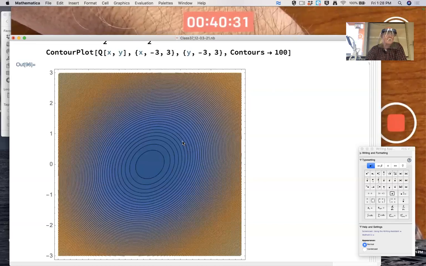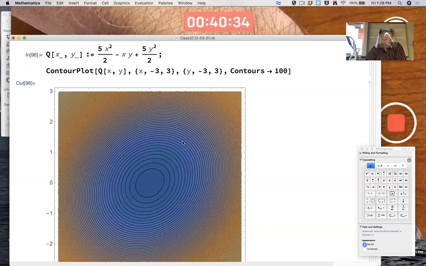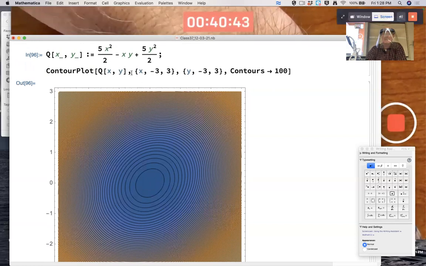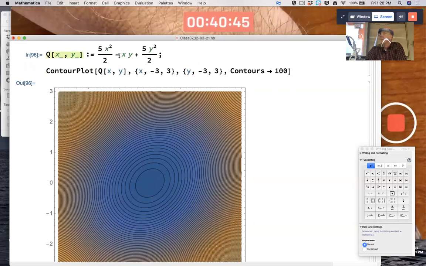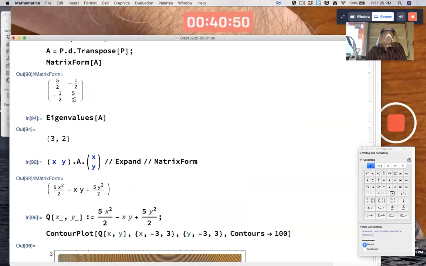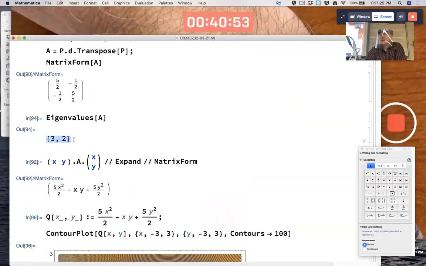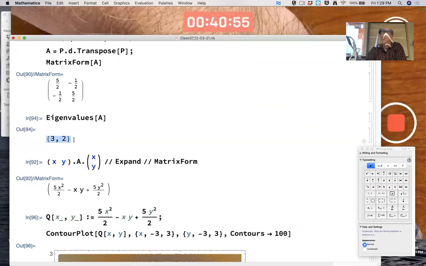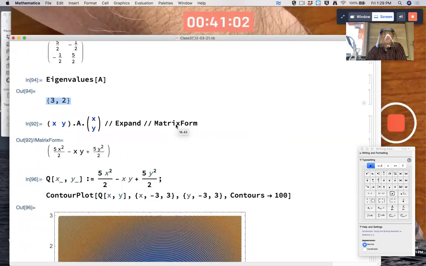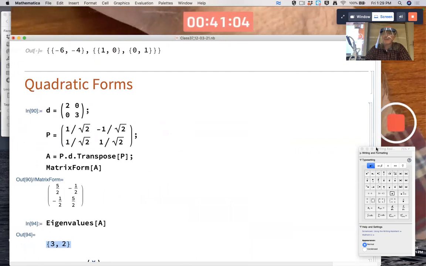Positive definite means the output of Q is always positive when you don't plug in the origin. When you plug in the origin, it's 0. But otherwise, it's always positive. So we call it positive definite. And I knew that had to happen in spite of the minus sign here, because I started with a matrix whose eigenvalues were positive, and therefore the A transform matrix also has the same eigenvalues. They're both positive still. I knew I had to get a positive definite quadratic form.